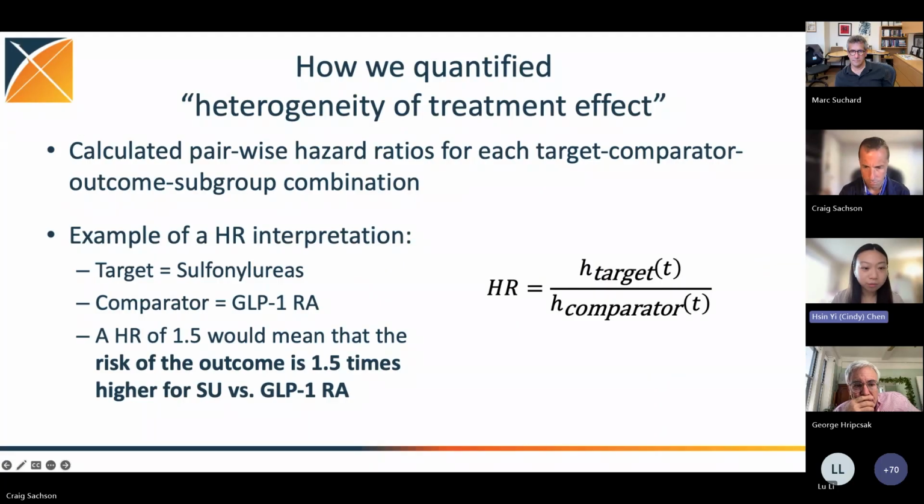And so briefly, how did we quantify heterogeneity of treatment effect in the study? Well, we calculated pairwise hazard ratios for each target, comparator, outcome, subgroup combination. And I'll talk a little bit about that in the next slide.